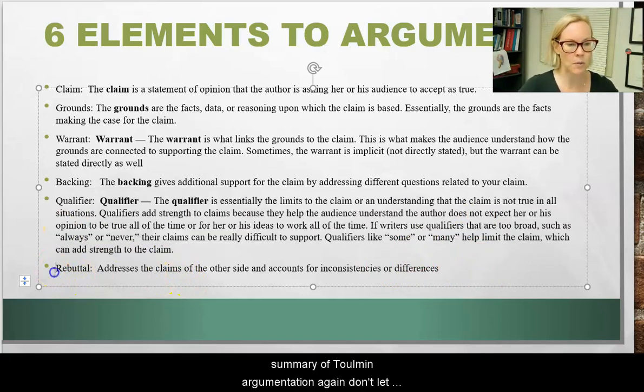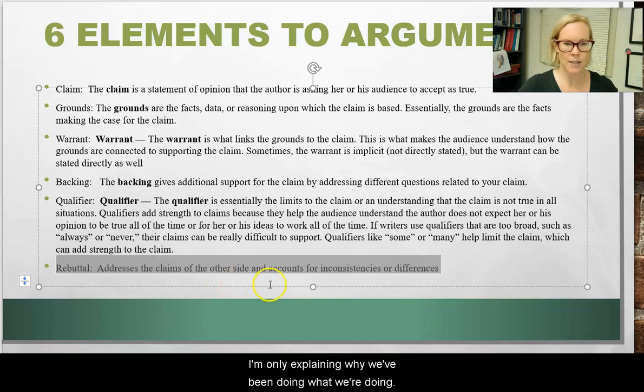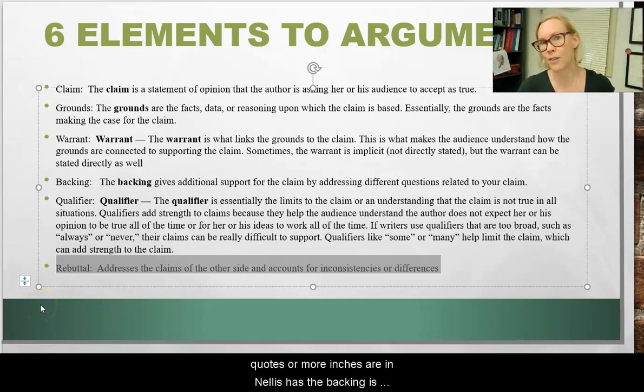And finally, think about rebuttal. We're going to use this quite a bit in Essay 4, so hang on to it. A rebuttal addresses the claims of the other side and accounts for inconsistencies or differences. So that's a summary of Toulmin argumentation. Again, don't let it overwhelm you. This is all stuff we've been doing. Now I'm only explaining why we've been doing what we're doing.